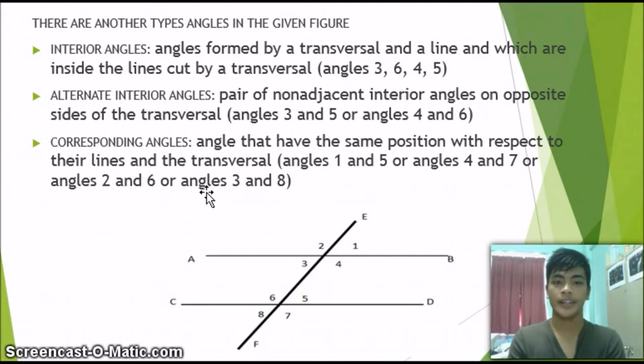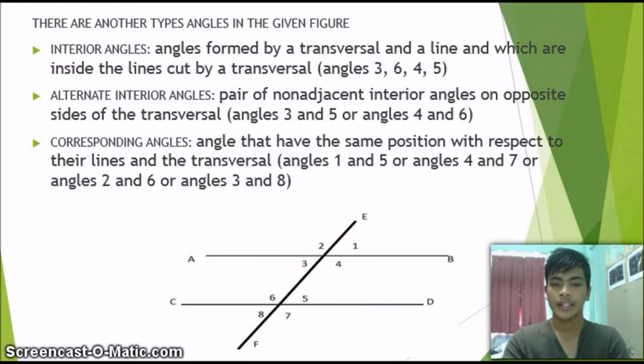There are other types of angle in the given figure. First, interior angle. What is interior angle? Interior angle is an angle formed by a transversal and a line, which is inside the lines cut by a transversal line. Let me show you angles 3 and 6, and 4 and 5. These are known as the interior angles.